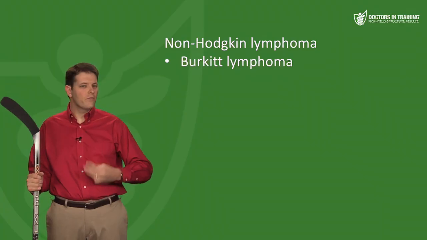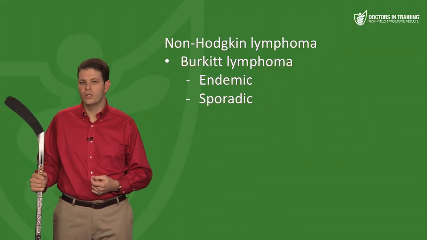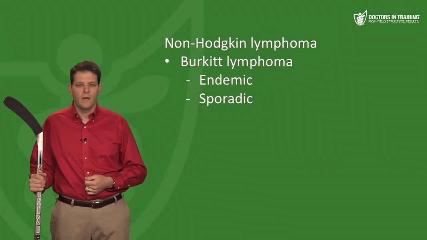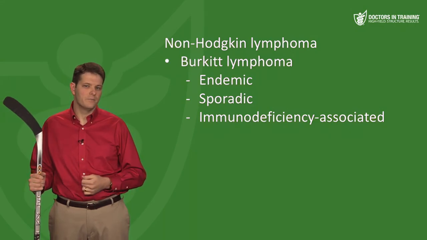Now, there are 3 different forms of Burkitt lymphoma. There's an endemic form, which is mainly seen in Africa. It's associated with EBV, and this will typically involve the mandible. Then there's the sporadic form, which usually shows up in the pelvis or the abdomen. And there's an immunodeficiency-associated Burkitt lymphoma that's associated with HIV.